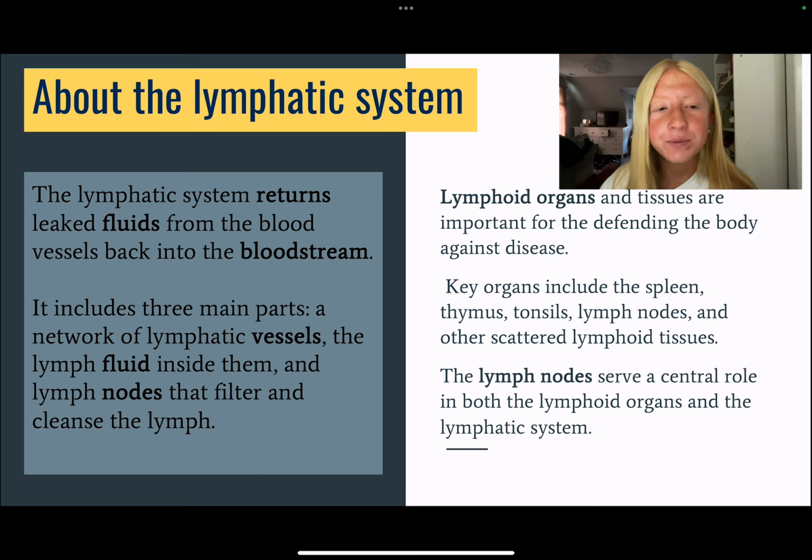About the lymphatic system. The lymphatic system returns leaked fluids and blood from the blood vessels back into the bloodstream. It includes three main parts: a network of lymphatic vessels, the lymph fluid inside them, and lymph nodes that filter and cleanse the lymph. Lymph organs and tissues are important for defending the body against disease. Key organs include the spleen, thymus, tonsils, lymph nodes, and other scattered lymphoid tissues. The lymph nodes serve a central role in both the lymphoid organs and the lymphatic system.